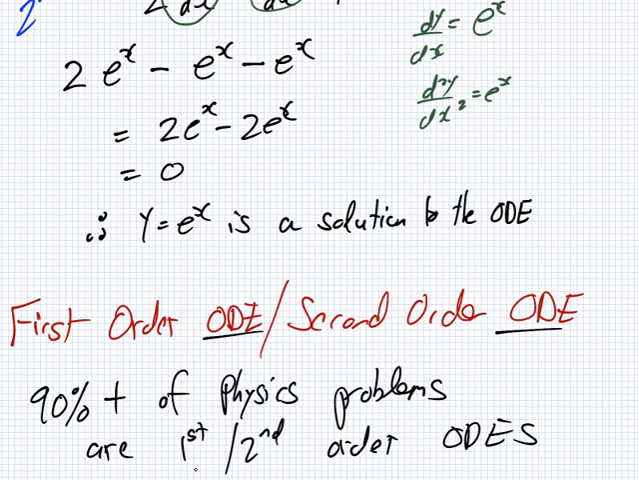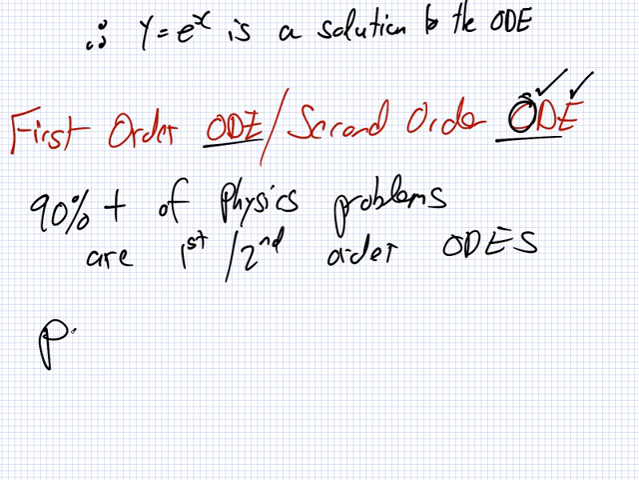So we've explained what the E is, equation, and you know what the D is, differential. So what is the O representing? Well, there is another type called PDE, which is, anyone want to guess what the P might stand for? I'll be impressed if you get it.